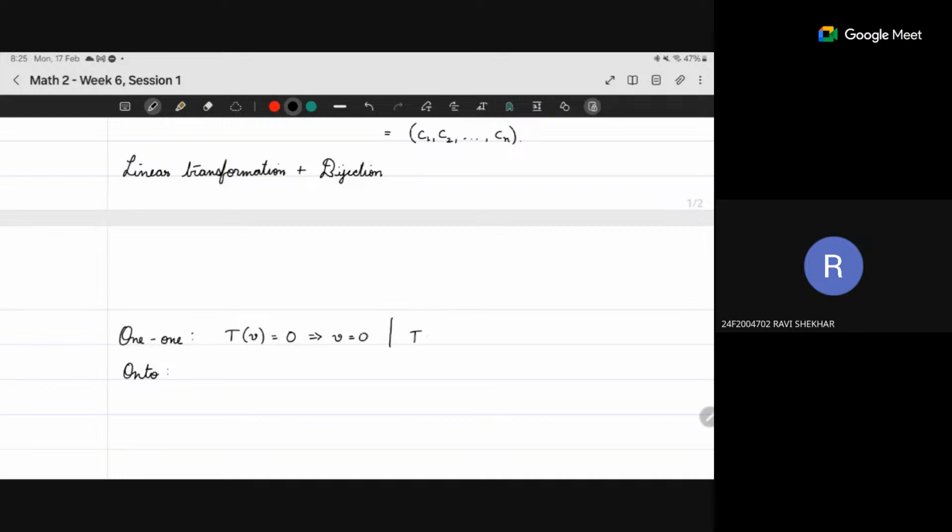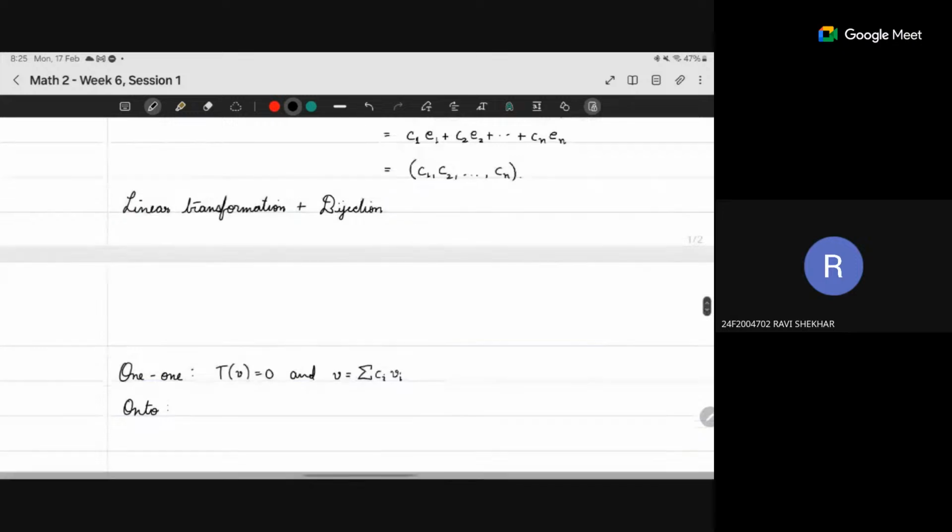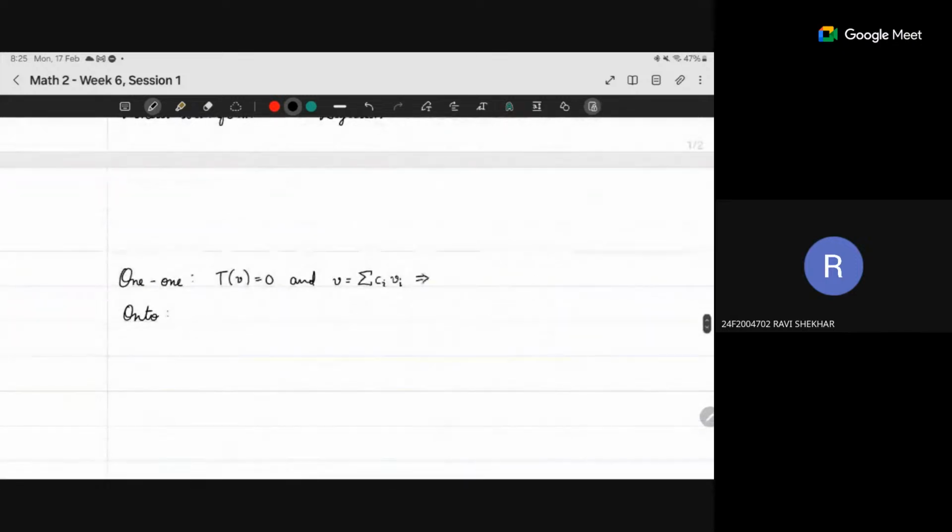So that's what we will do. Okay, so take an arbitrary element such that T of V is equal to 0. Now T of V is equal to 0, and let's say V is expressed as summation Ci Vi. Then what is T of V? As we have seen, it is just the coefficient vector, right? This implies that this vector C1 up to Cn is the 0 vector in Rn. But what does this mean? This means that Ci is equal to 0 for all i. And this means that V is equal to 0. Is this argument clear? Yes, sir.